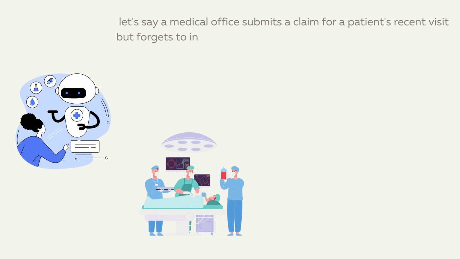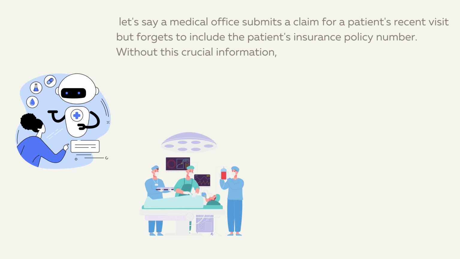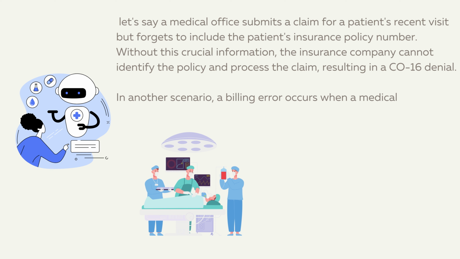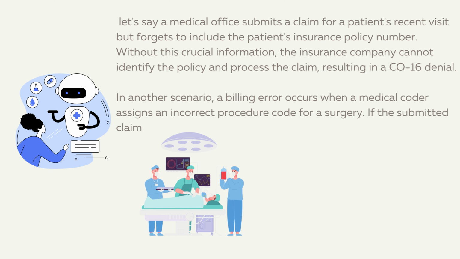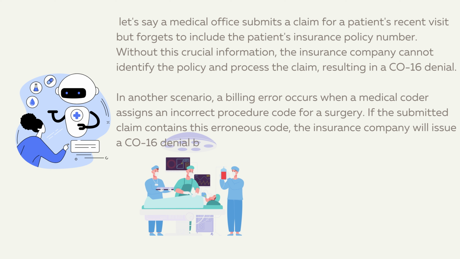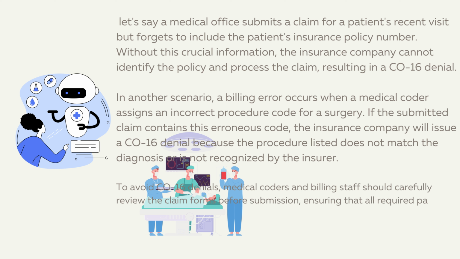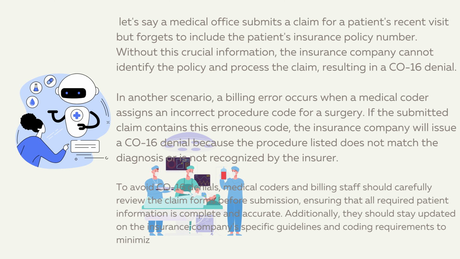For example, let's say a medical office submits a claim for a patient's recent visit but forgets to include the patient's insurance policy number. Without this crucial information, the insurance company cannot identify the policy and process the claim, resulting in a CO-16 denial. In another scenario, a billing error occurs when a medical coder assigns an incorrect procedure code for a surgery. If the submitted claim contains this erroneous code, the insurance company will issue a CO-16 denial because the procedure listed does not match the diagnosis or is not recognized by the insurer.